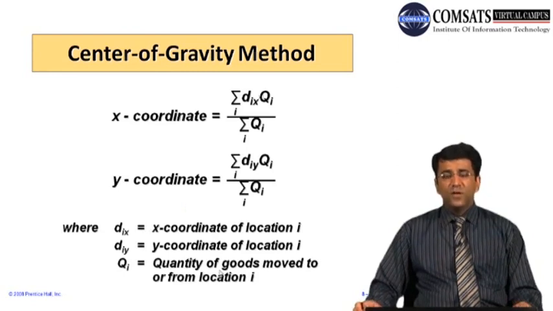Now students, this is the formula for calculating the x coordinate. That is, x coordinate will be equal to summation d_ix q_i over summation q_i, where d_ix is the x coordinate of location i, and similarly y coordinate is equal to summation d_iy q_i over summation q_i, where d_iy is equal to y coordinate of the location i, and q_i is the quantity of the goods moved to or from the location i. So this is the formula we can use for this method.